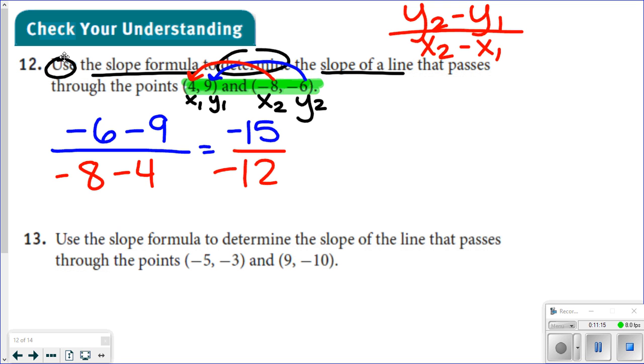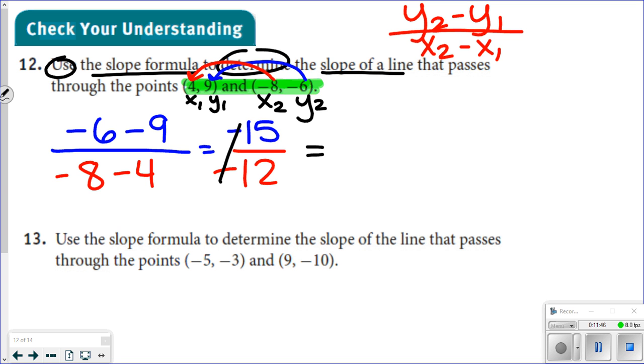Now, I know right away that this cannot be my final answer. Here's why. When I'm multiplying or dividing, two negatives make a positive. So I have a negative 15 divided by a negative 12. Those two negatives are going to cancel each other out. And I know that my answer is going to be positive. I also know I'm not done because 15 divided by 12 is not in simplest form. I know that they're both divisible by 3.